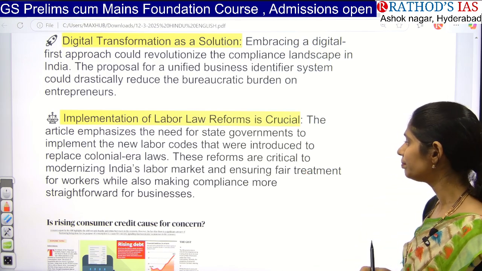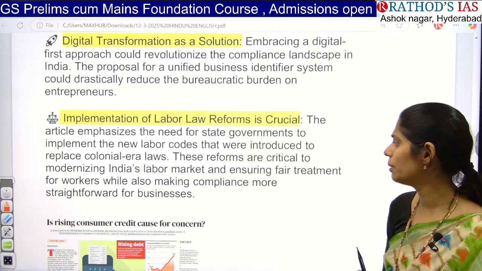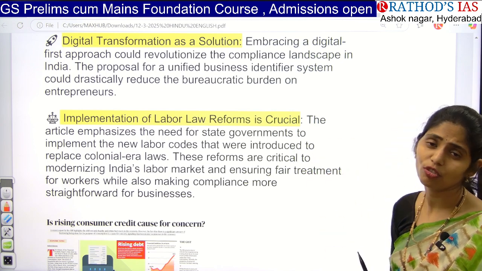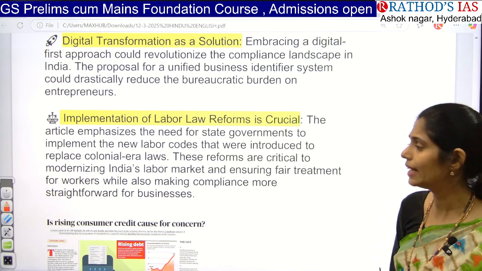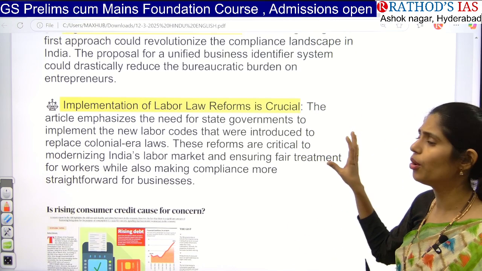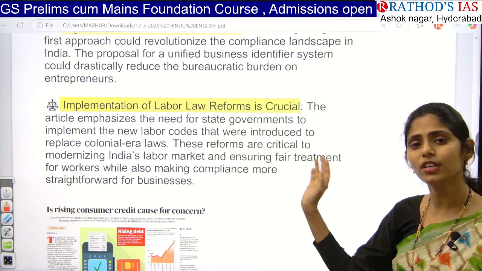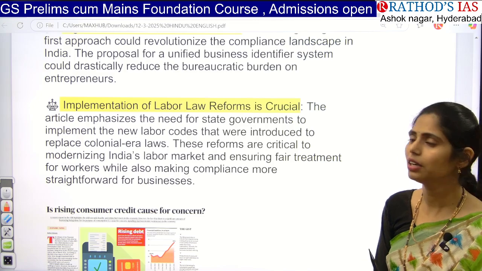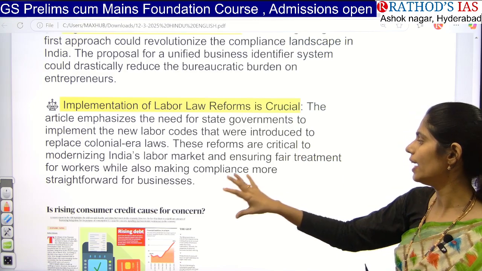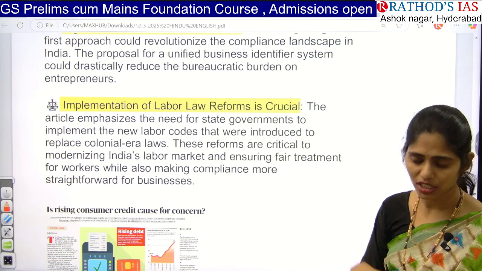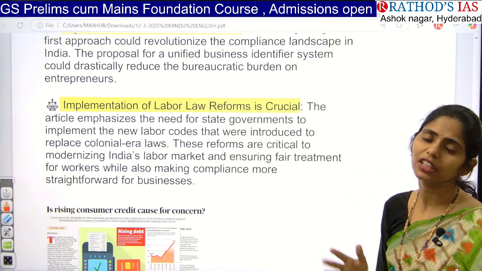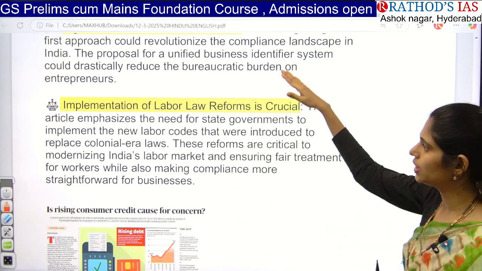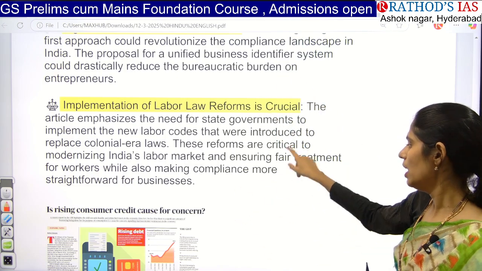For example, we have to implement these new labor codes, we have to replace whatever colonial era laws are there in India, and these reforms will be helpful for modernizing our labor markets, so that we can ensure free and fair treatment of these workers also, so that they will be compliant and act according to the laws. So these are the things that are given in this article.